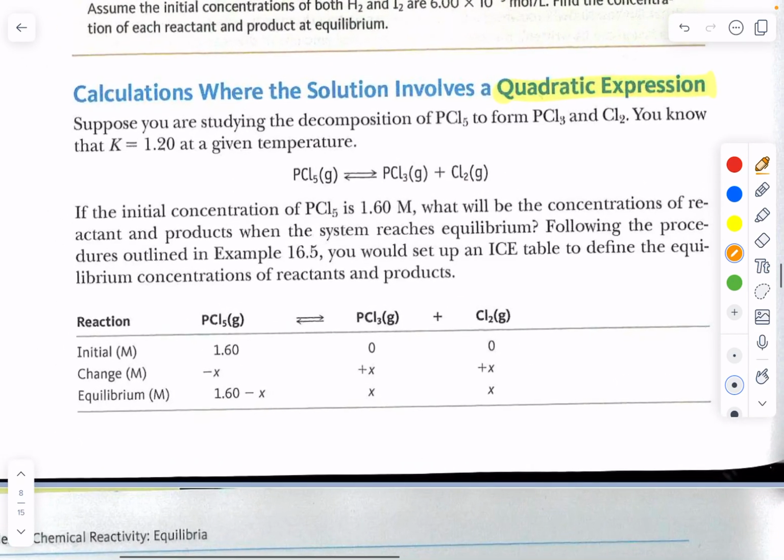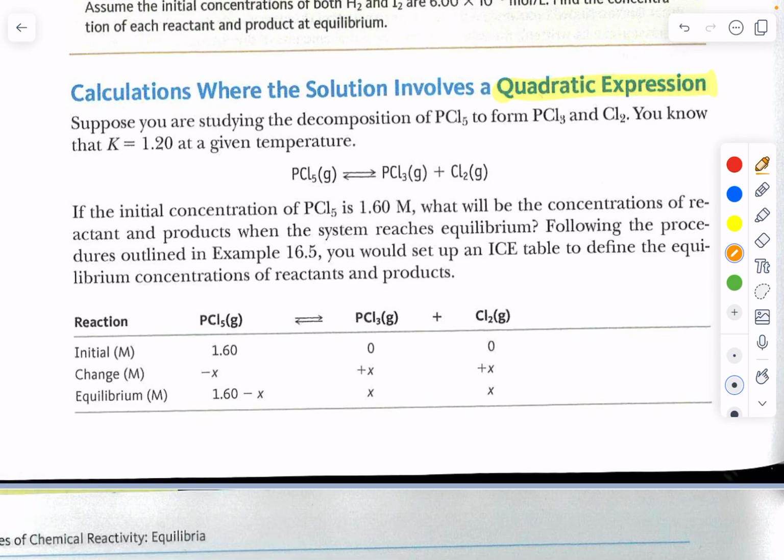Now, I mentioned the quadratic equation. Okay, what if we actually do end up with a quadratic equation? Are we stuck using it? And the answer is maybe so. Let's see. Here we have phosphorus pentachloride decomposing into phosphorus trichloride and chlorine gas.